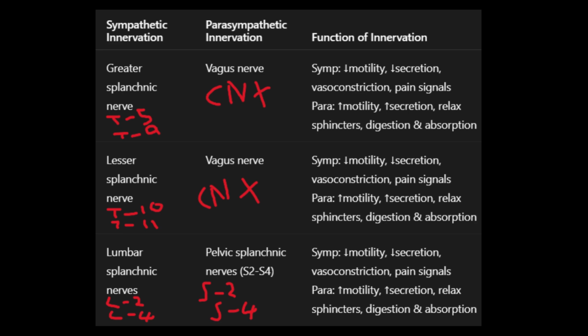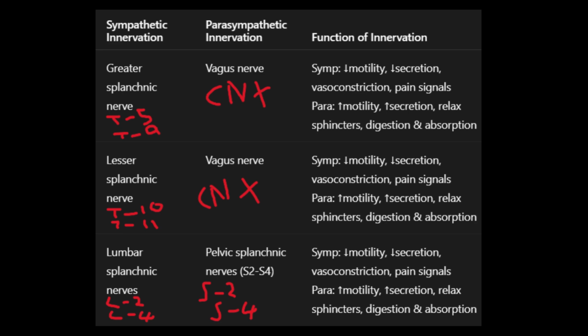Now, sympathetic functions: it decreases motility, decreases secretion, increases vasoconstriction, and increases pain signals as well. But if we move on to parasympathetic, it increases the motility, increases secretion, relaxes the sphincters, and increases the digestion and absorption of nutrients.